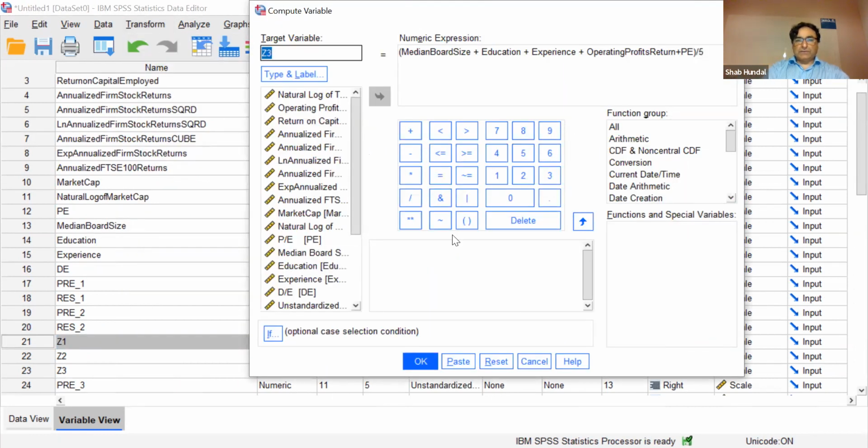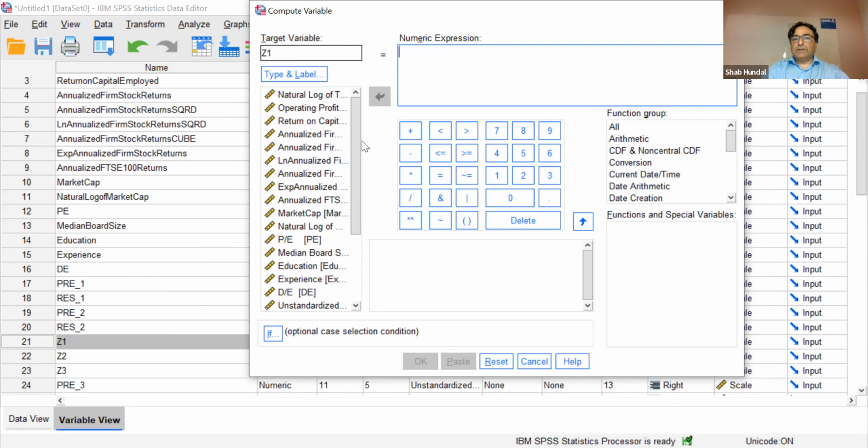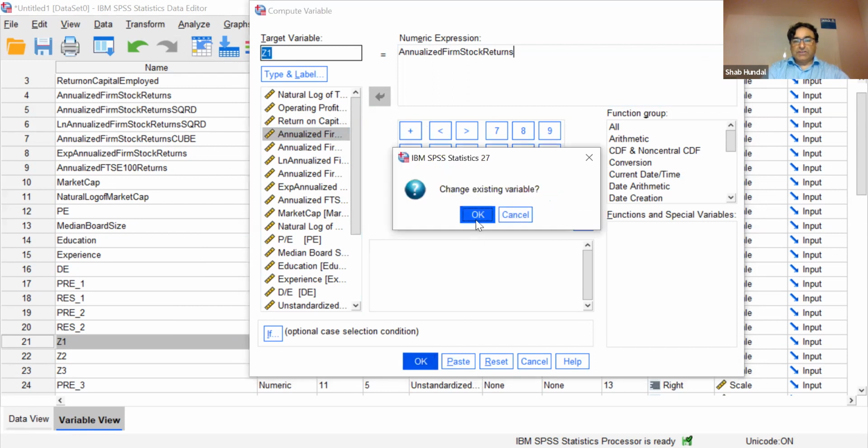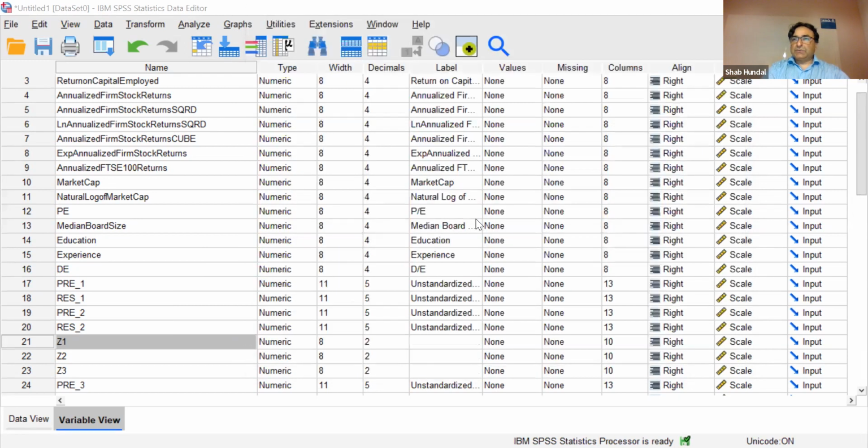Stefan, can you show me what was the Z1? It was based on the return. Yeah. So if we calculate Z1 again, I can replace it. And it was only based on the stock return, right? Yeah. So if I only take the annualized firm stock return, yeah, this can be Z1, change existing, yes.